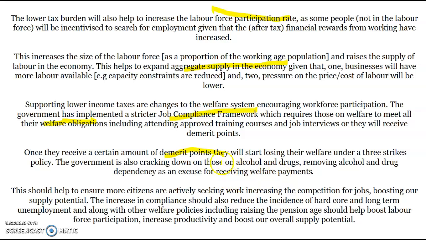It's also cracking down on alcohol and drugs, removing alcohol and drug dependency as an excuse for receiving welfare, but also forcing them onto the cashless card. This should help to ensure more citizens are actively seeking work, raising the competition for jobs, and boosting our supply potential. The increase in compliance should reduce the instance of hardcore and long-term unemployment, and with other welfare policies, including raising the pension age, should help boost labour force participation, increase productivity, and overall supply. So consistent links to employment, consistent links to supply, consistent links to production throughout your answer.